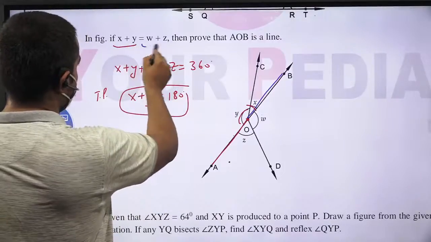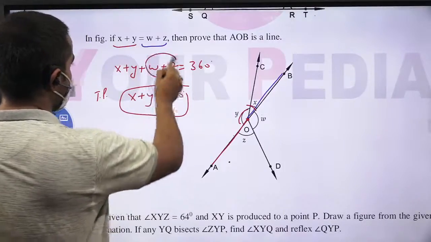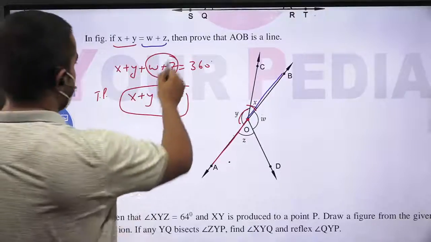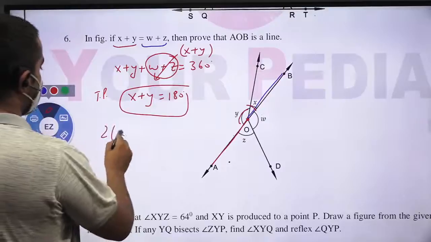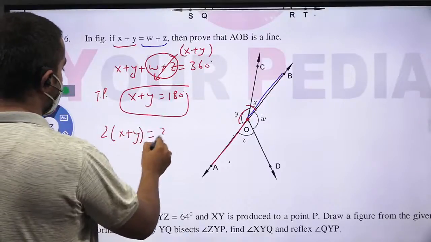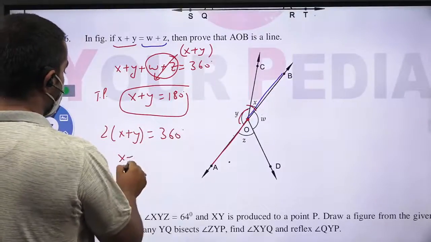Already we are given x plus y is equal to w plus z. So put x plus y here. So this will become 2 times (x plus y) is equal to 360. So x plus y is equal to 180.